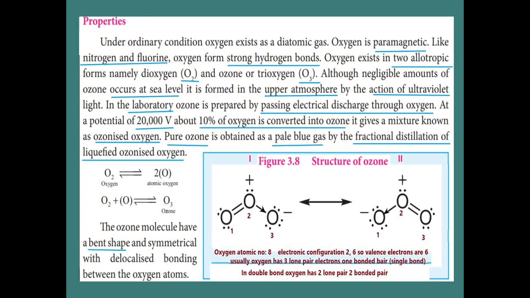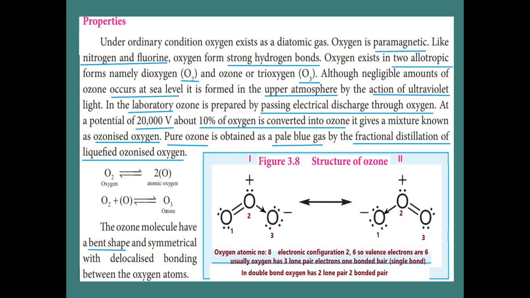Properties of oxygen. Oxygen is paramagnetic. Why is it paramagnetic? It contains one unpaired electron. If you see the molecular orbital theory, it contains one unpaired electron, so it is paramagnetic. Next, nitrogen, fluorine, they form strong hydrogen bonds.